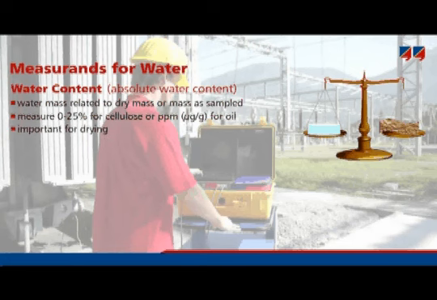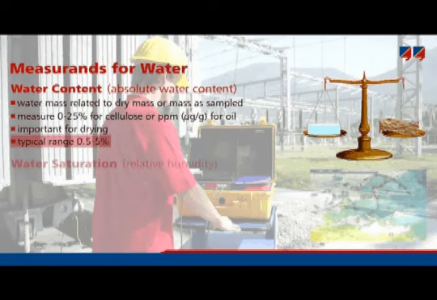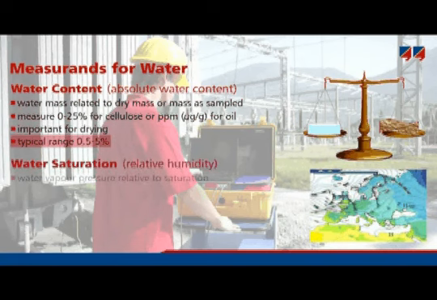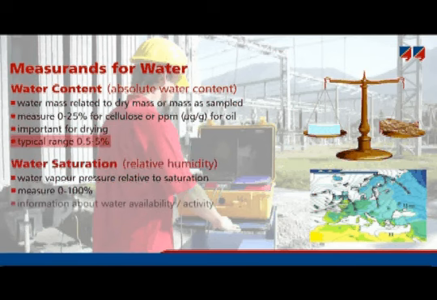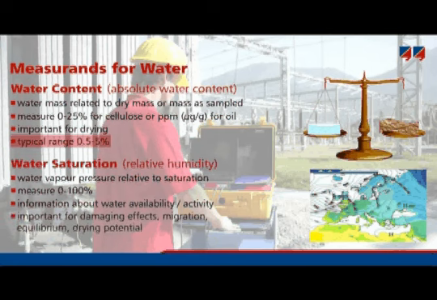The typical range for water content in the cellulose insulation of a transformer is between 0.5% under new conditions and about 5% under aged and wet conditions. Another relevant measure is called water saturation. Relative humidity or water saturation has the same meaning, but when referring to gas, we refer to relative humidity, and for solids or liquids, the correct term is relative saturation.